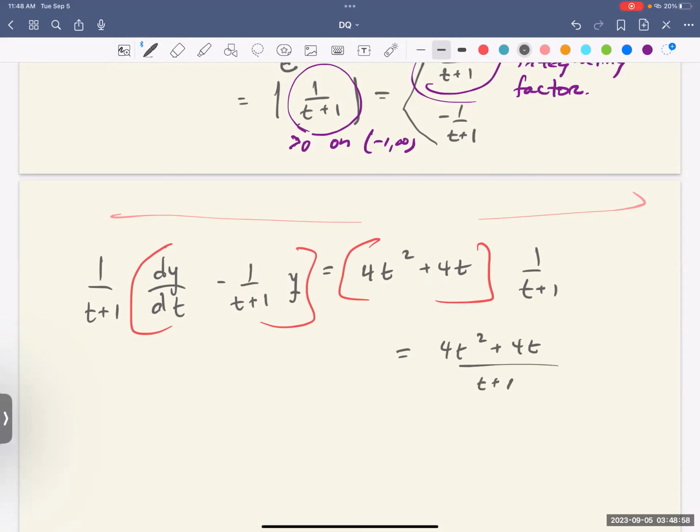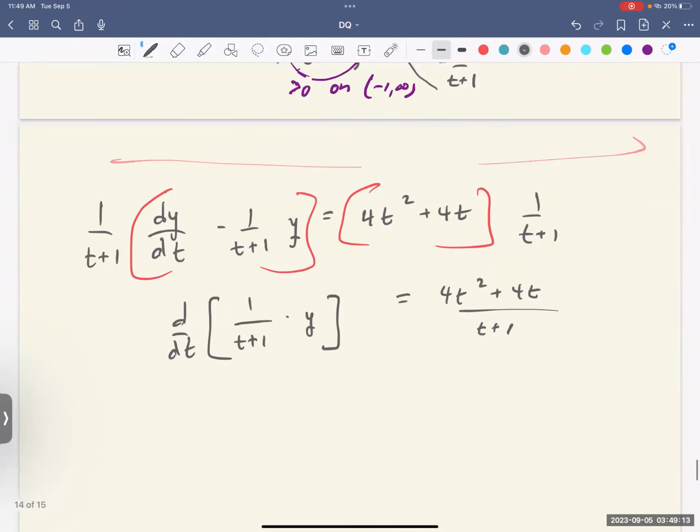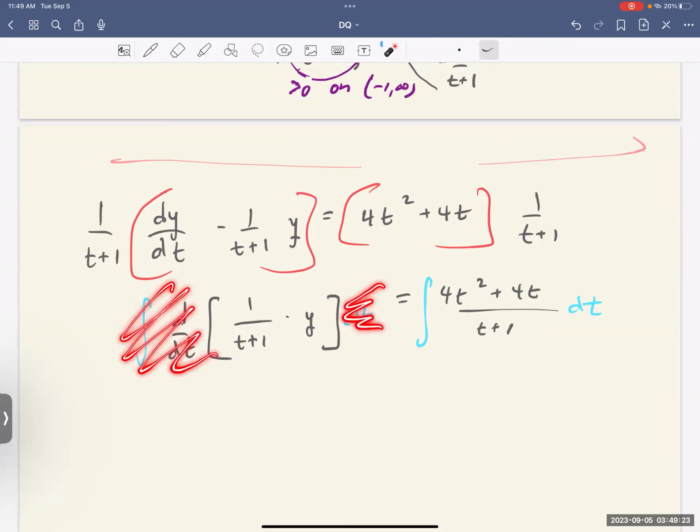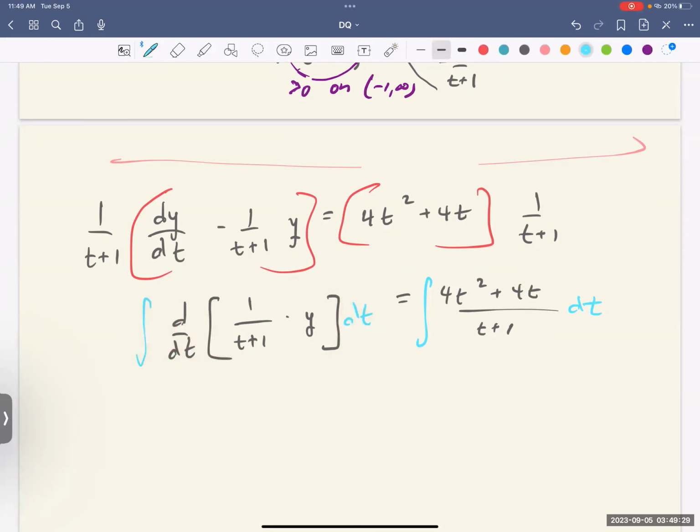On the left side, again, we're going to take this, distribute it here and here, but you don't need to show that because we know the left side will turn into the derivative of the integrating factor and the dependent variable all the time. Then we're going to integrate by t. The left side, it's going to wipe away the derivative and just leave you here with integrating factor times dependent variable. So 1 over t plus 1 times y.